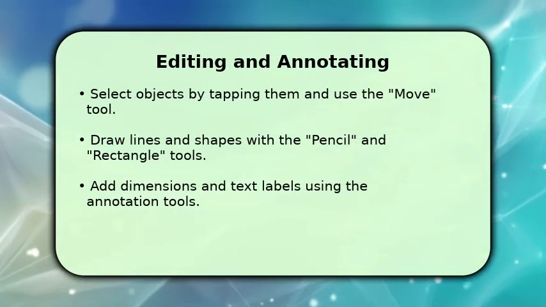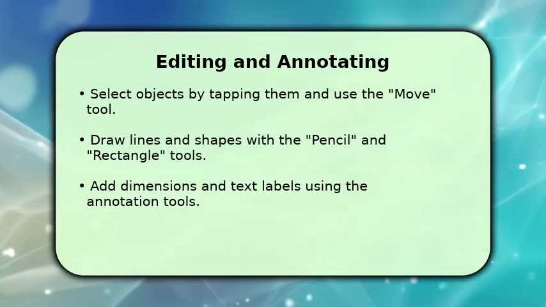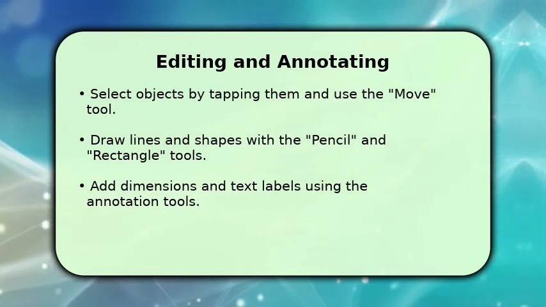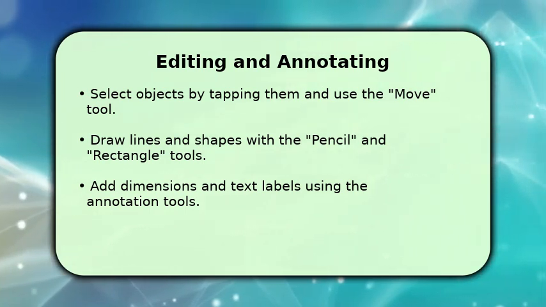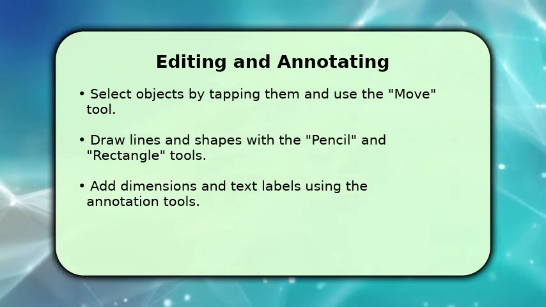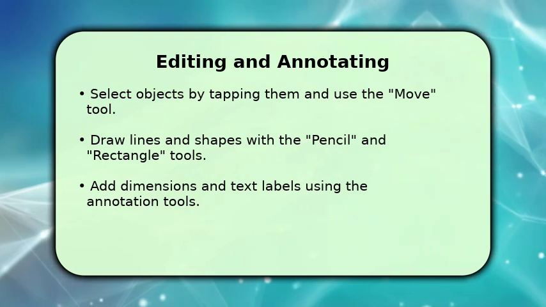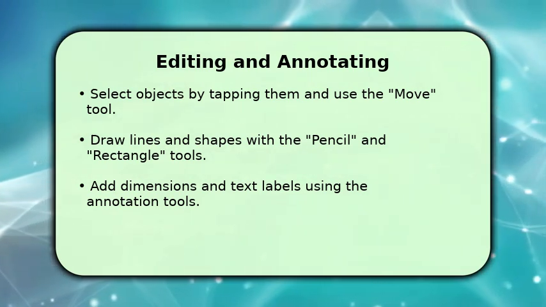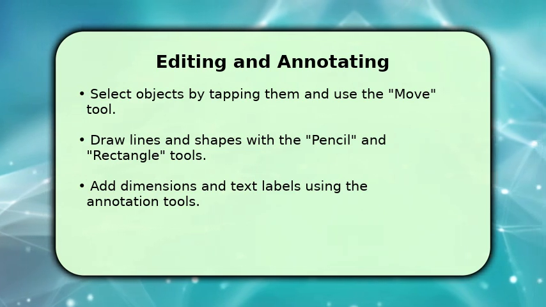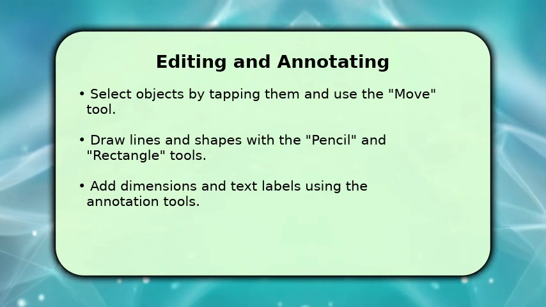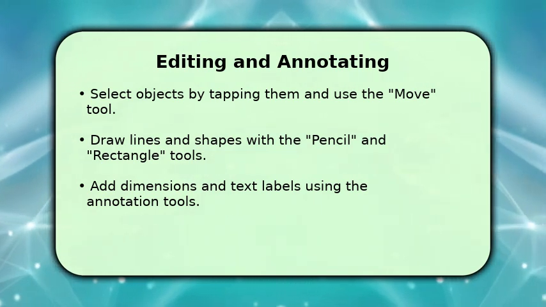Now, let's dive into making changes and adding details. You can easily select objects by tapping them, and then use tools like Move to reposition them. The pencil and rectangle tools are perfect for drawing basic lines and shapes directly on your model. For clarity, add dimensions and text labels using the annotation features. Grouping components helps keep your project organized and simplifies complex edits. These tools empower your mobile design workflow.